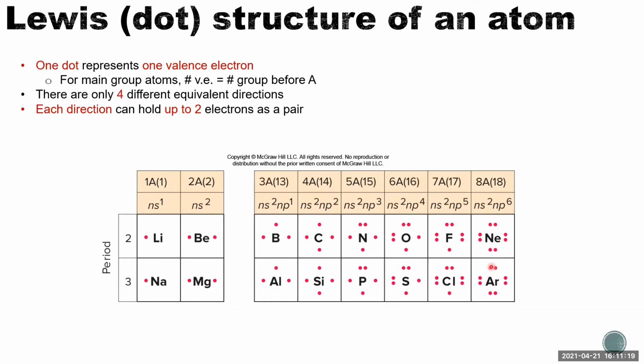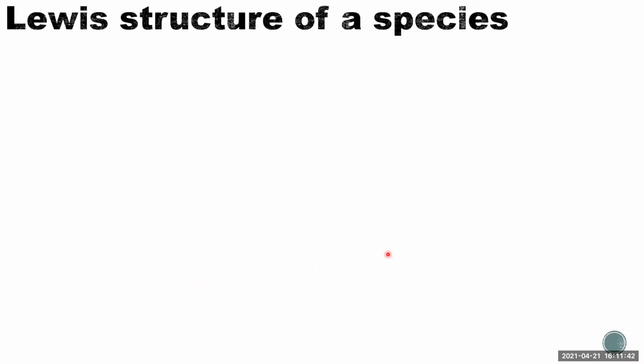So the easier way to write the Lewis structure of an atom is to first count how many valence electrons there are from the column's name, and then put 1 dot in each of the 4 directions, and then start to pair them up until you use up all the electrons. Okay, after we know the Lewis structure of an atom, we can move on to the Lewis structure of a species.